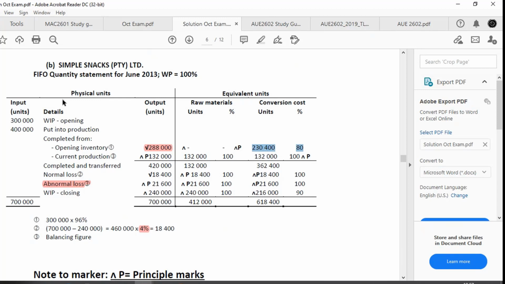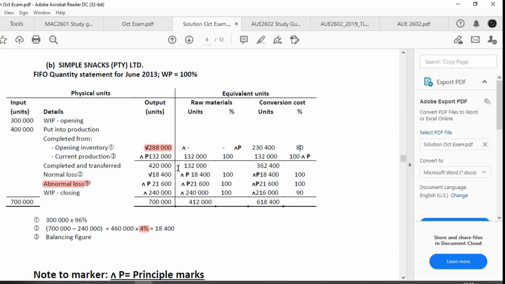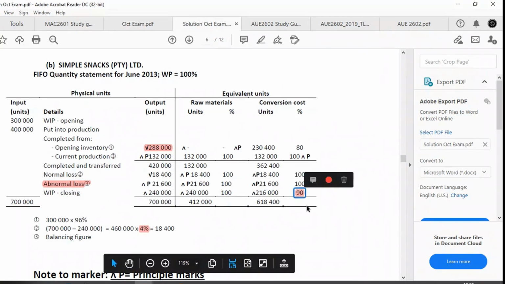But then you look at the conversion as to how many more units we need to do in order to ensure that this opening WIP is completed. Then that's 80%. Then the normal loss is at 100, abnormal loss would be at 100, and then the WIP, you just had to take into account that 10%. Did they give us the closing WIP? Yes, it was 90% done, so you acknowledge that there, and then that is your quantity statement.